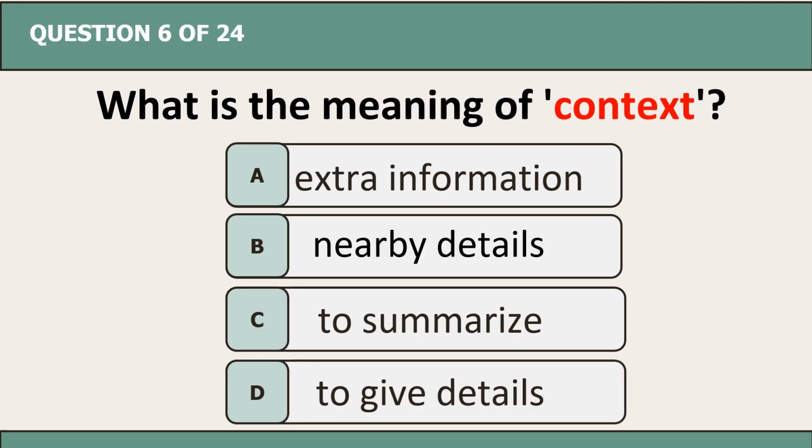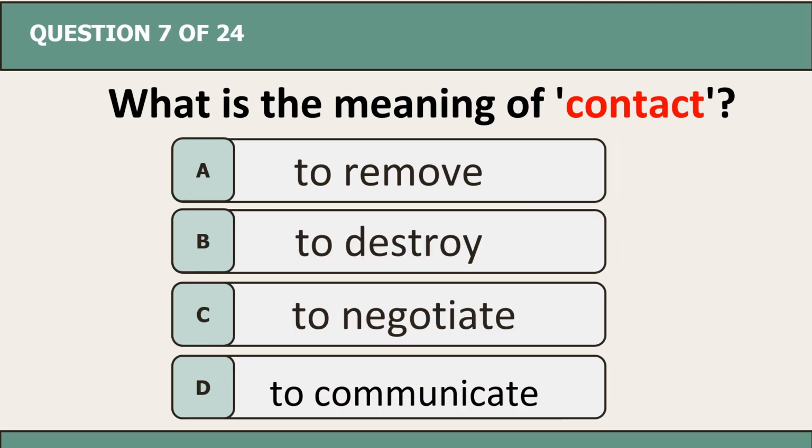Question 6. What is the meaning of context? The correct option is B. Nearby details. Question 7. What is the meaning of contact? The correct option is D. To communicate.